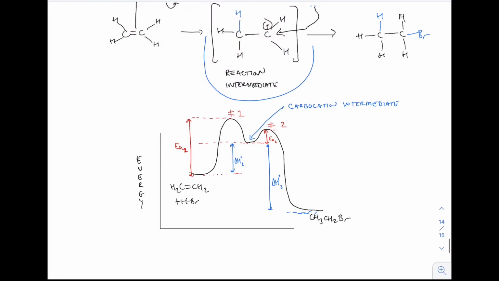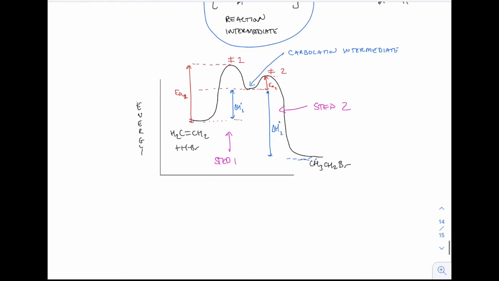All right, so the last feature is, first of all, we already know this is a two-step process, but here's step 1, here's step 2, and this is important to note because it leads us to our last vocabulary word essentially, or term. And so that is the rate determining step.